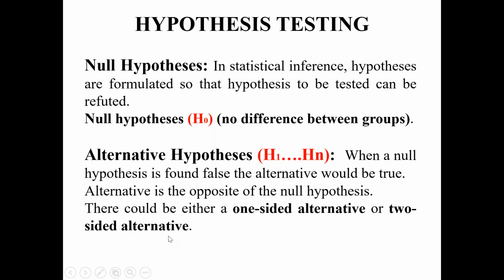Two-sided means, as I told you, that there is no difference between boys and girls in relation to the prevalence of anemia. In the two-sided case, I do not know whether it is boys or girls. Okay.